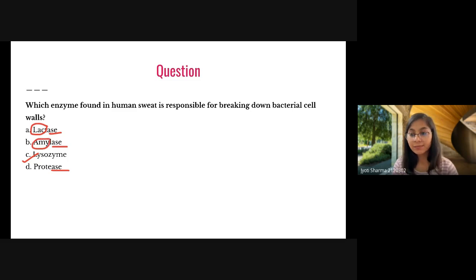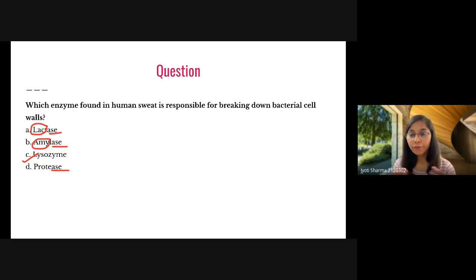So lactase means the substrate is lactose, and that will, let's say, break down the lactose with the help of the enzyme lactase. So this is lactase. Amylase, so you have one substrate, amylose. If you are going to break down the substrate amylose, then the enzyme used is amylase.